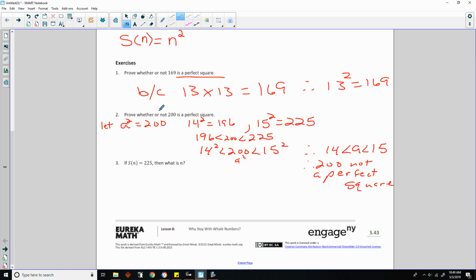So that's the easiest way to prove something is not a perfect square: by finding the perfect squares on either side of it and showing that they're consecutive integers, so there can't be another integer in between them. Therefore, not a perfect square.